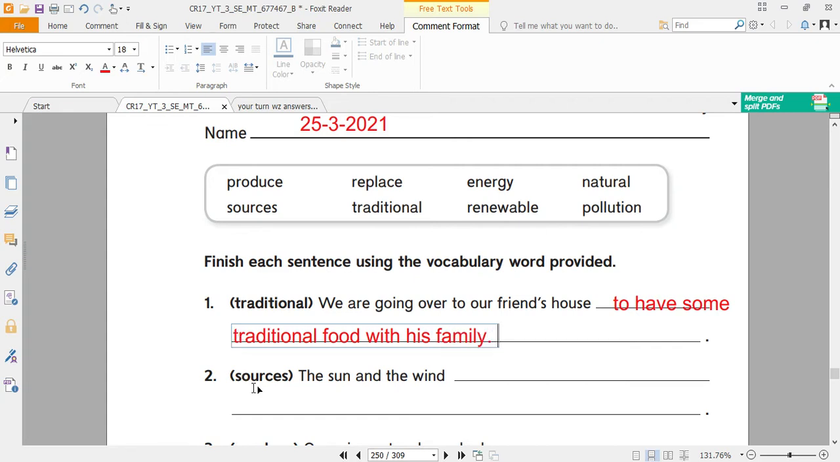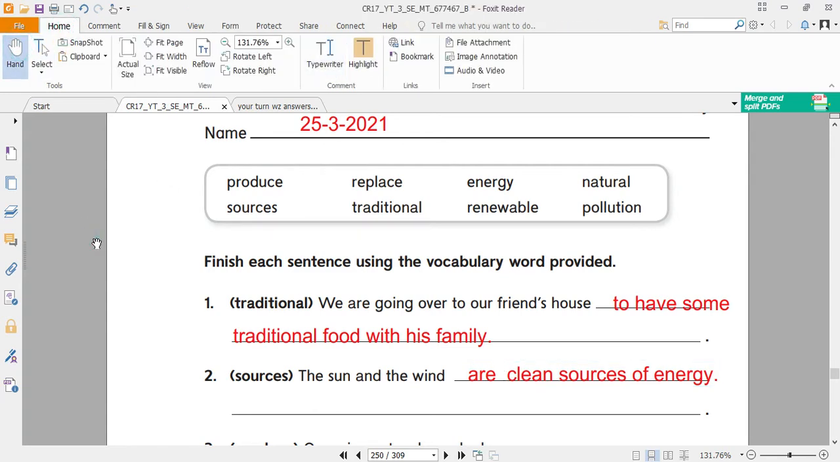Great. Number 2, sources. The sun and the wind, yes, are renewable resources, or are both excellent sources of energy, or are sources of energy. We can add a word, are clean sources of energy. Yes, are clean sources of energy. This means they don't cause pollution.